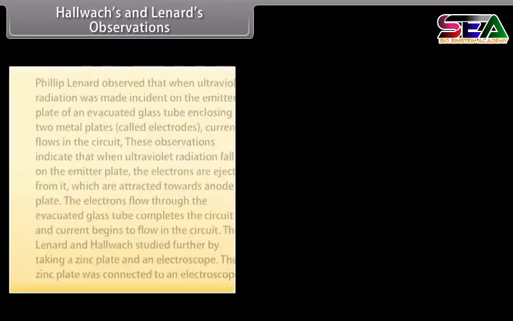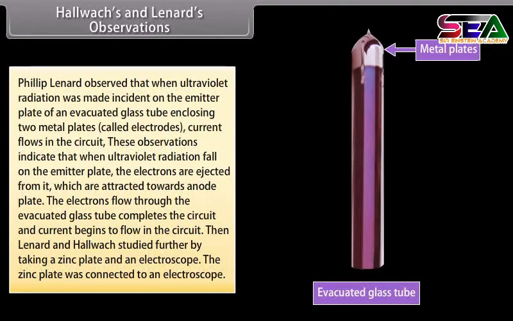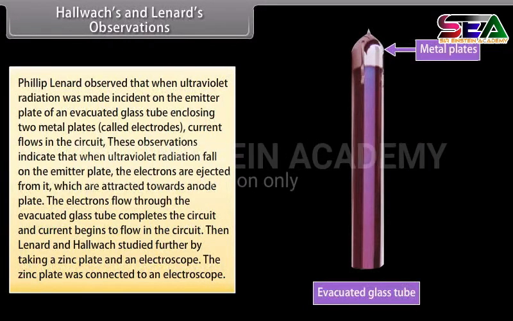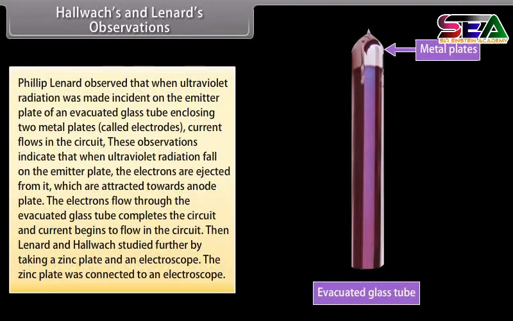Hallwachs and Lenard's observations. Philip Lenard observed that when ultraviolet radiation was made incident on the emitter plate of an evacuated glass tube enclosing two metal plates called electrodes, current flows in the circuit. These observations indicate that when ultraviolet radiation falls on the emitter plate, the electrons are ejected from it, which are attracted to the anode plate. The electrons flow through the evacuated glass tube, complete the circuit, and current begins to flow in the circuit.